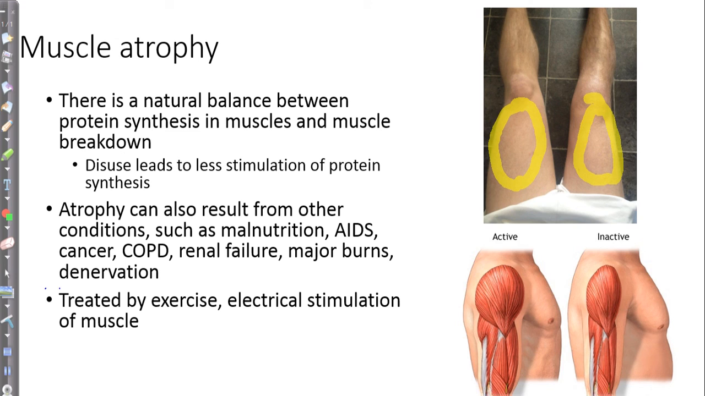Typically, we're going to try to treat muscle atrophy with exercise, get somebody moving if that was the issue. It could be correcting their nutritional issues, and even electrical stimulation of muscle. We might have to actually stimulate muscle with electricity to mimic the nervous system effects of stimulation, so that muscle will contract and therefore will maintain adequate protein synthesis. That's it for this video.